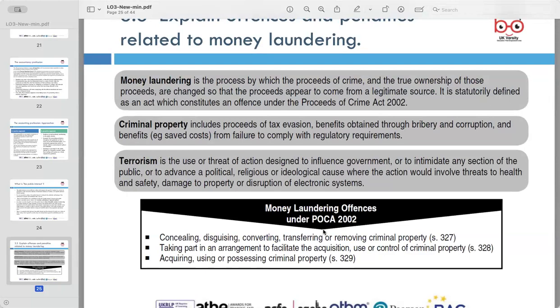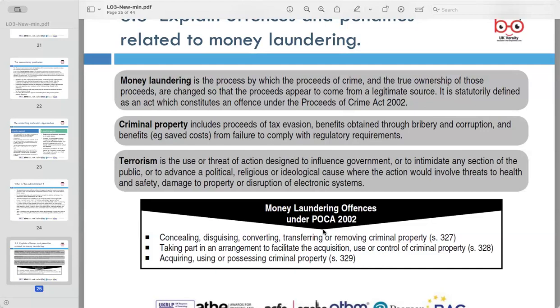Terrorism financing, which involves funding activities aimed at influencing government or intimidating the public for political or ideological motives, is also addressed under anti-money laundering laws, POCA.